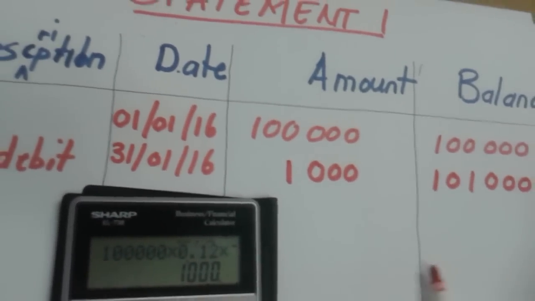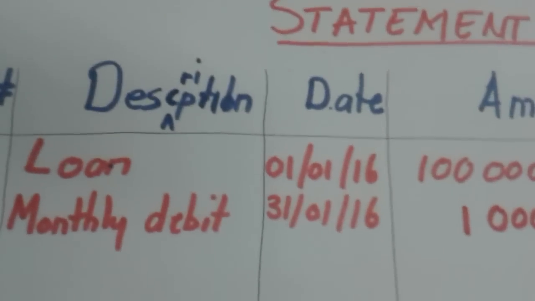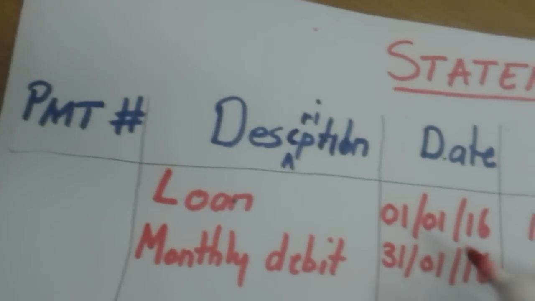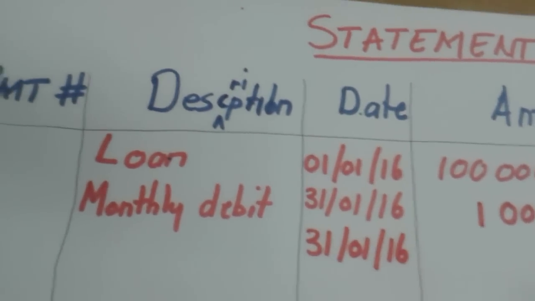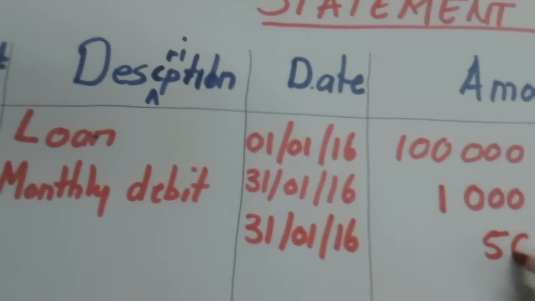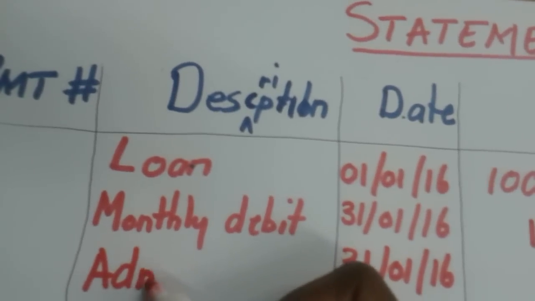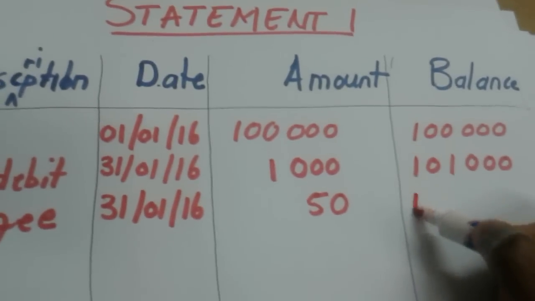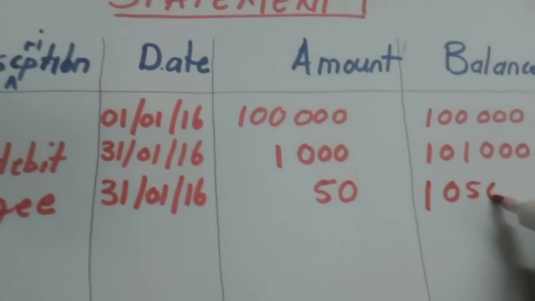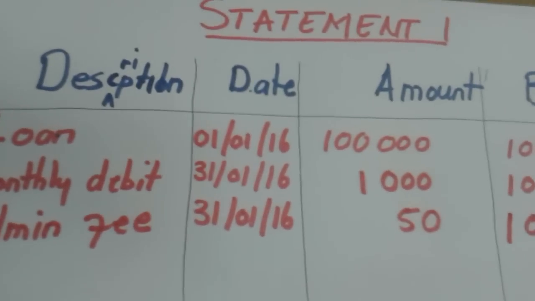So your balance is now getting bigger, right? Okay. Now let's move on to the next line, which is again at the end of the month, still 31 January 2016. Absa is going to add the monthly admin fee, right? So admin fee or bank charges, whatever you want to call it. So admin fee is 50 rands. Of course, your balance will also change to 101,050. So I've simply added this 50 rands.